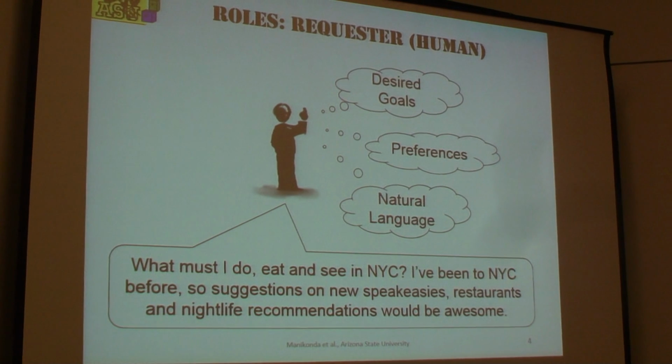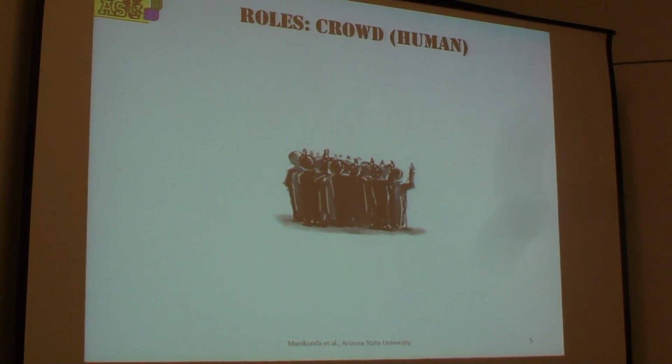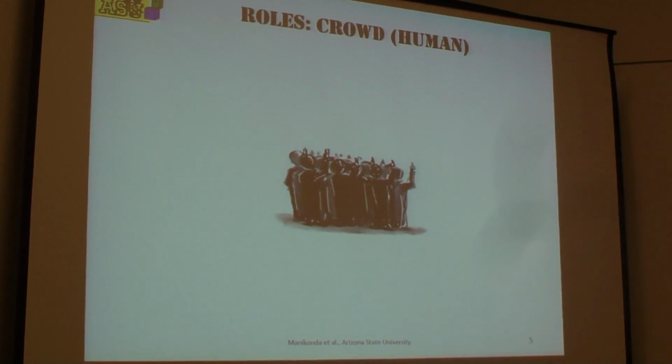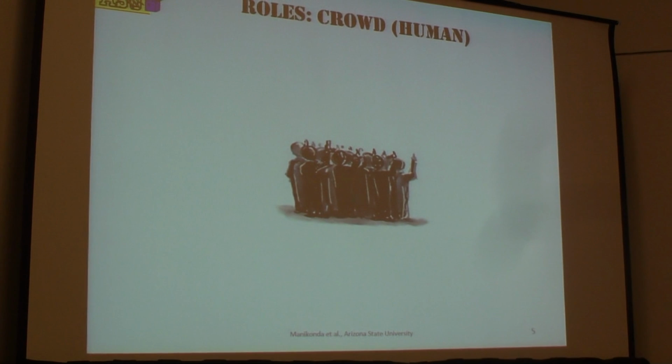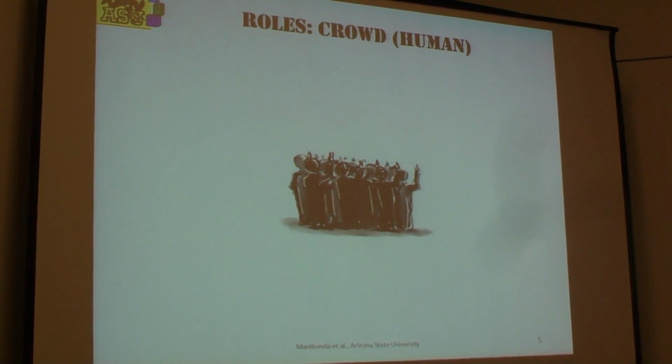So the first important role is that of the requester. I want you to keep that in mind. The second one obviously is the crowd, since we're talking about crowdsourcing. So where are all your ideas coming from? Who is doing the planning for you? So the crowd is also a human role. It's made up of a number of humans. It's a collection of humans now.